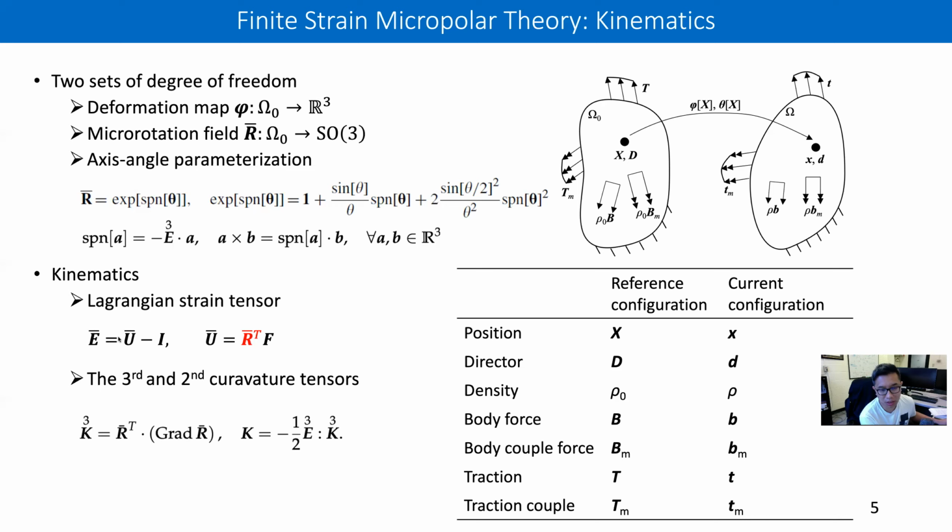And in order to describe the kinematics for the large deformation micropolar continuum correctly, we also need the third-order and the second-order curvature tensor, which is related to the gradient of the rotations. Again, in the large deformation kinematics, the gradient itself also needs to be considered carefully, because when we consider the mapping from the reference and the current configurations, we are actually switching the basis. So this needs to be captured properly, and we will talk about the details in the next slide.